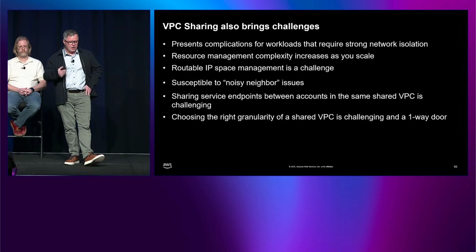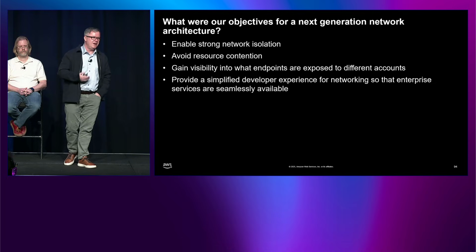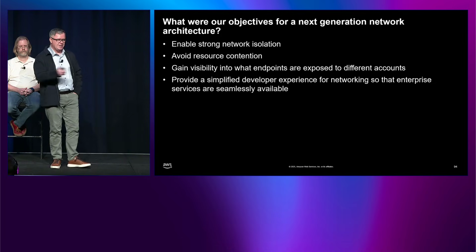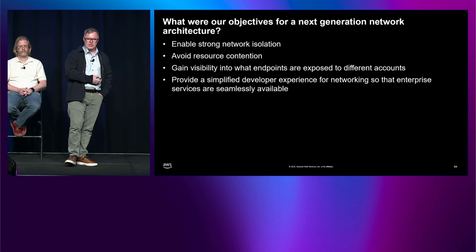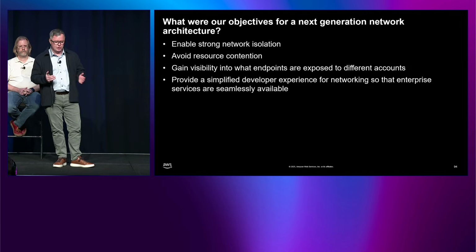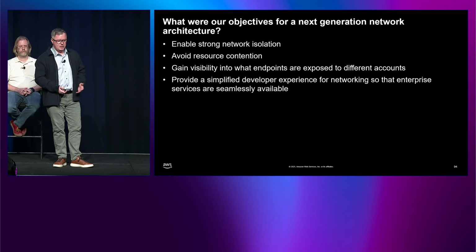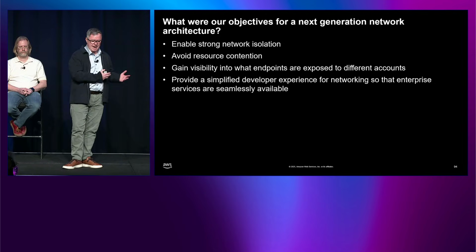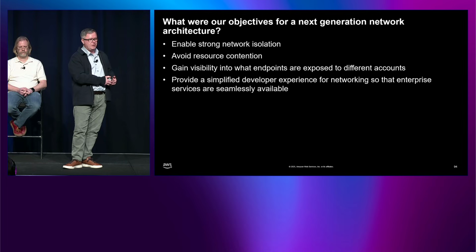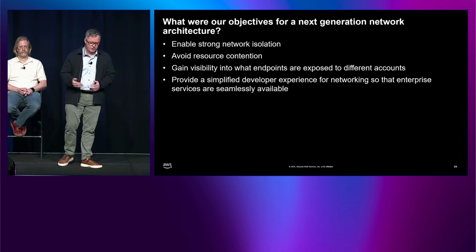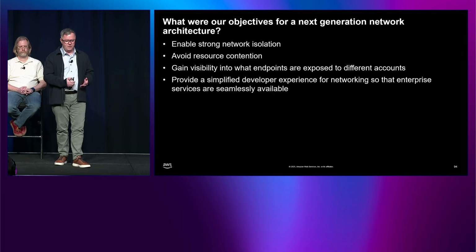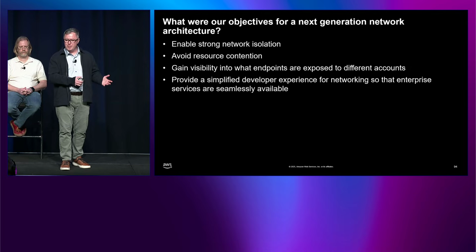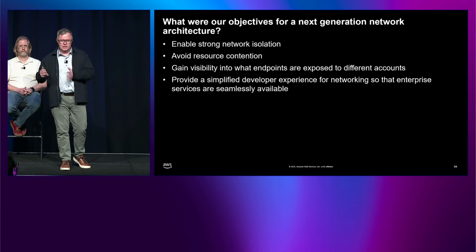But before we go there, let's go through some of the things that we want out of a next-generation networking architecture. So we already talked about the stronger network isolation requirement, and we want to avoid these resource contentions so we don't have people fighting for the same resources in the same VPC. But there are some other things we want to get out of this that we aren't able to capture today in the shared VPC model, and get visibility into what endpoints are being exposed to what consumers across different accounts. And we still want to retain this simplified developer experience for networking so that enterprise services that we have already plugged into our shared VPC can be used just as easily as they were in that model.